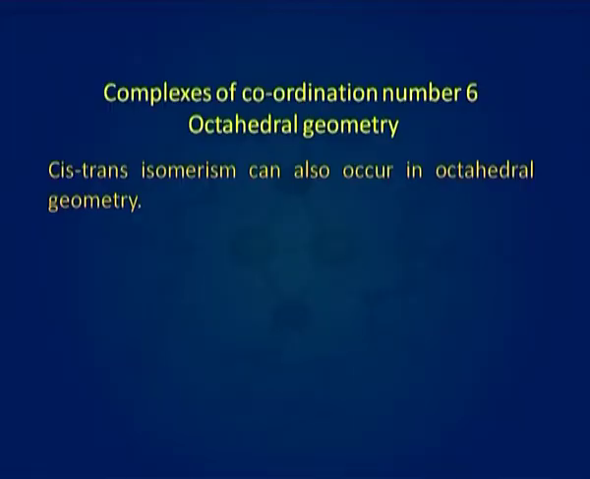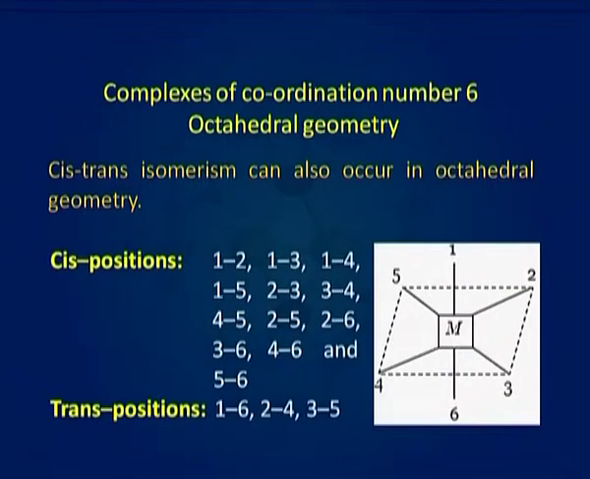Now, let us discuss the complexes of coordination number 6, that is octahedral geometry. Cis-trans isomerism can also occur in octahedral geometry. In this figure, octahedral geometry has been shown. Here is the metal and the 6 positions of octahedral geometry are numbered as 1, 2, 3, 4, 5 and 6.